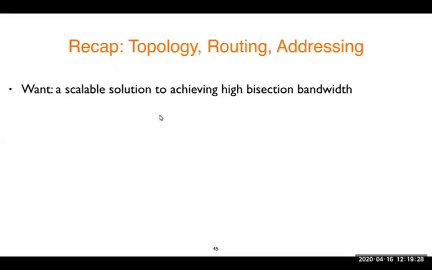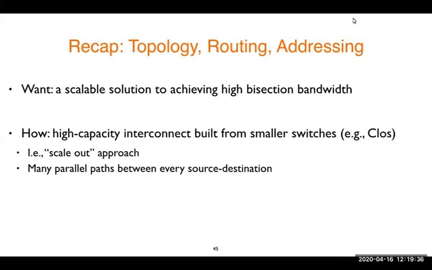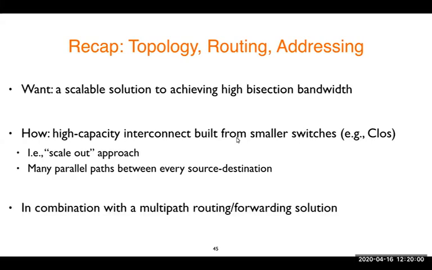Just to recap: topology, routing, addressing. What we wanted when we started was a scalable solution to achieving high bisection bandwidth. We did this by having a topology that builds a high capacity network, or what people call a fabric, from a collection of smaller switches. The topology we were using was a Clos topology. It's an example of a scale out approach where you have multiple parallel paths between every source and destination, and you get high capacity that way. Then we designed routing and forwarding solutions that exploit those multiple paths.